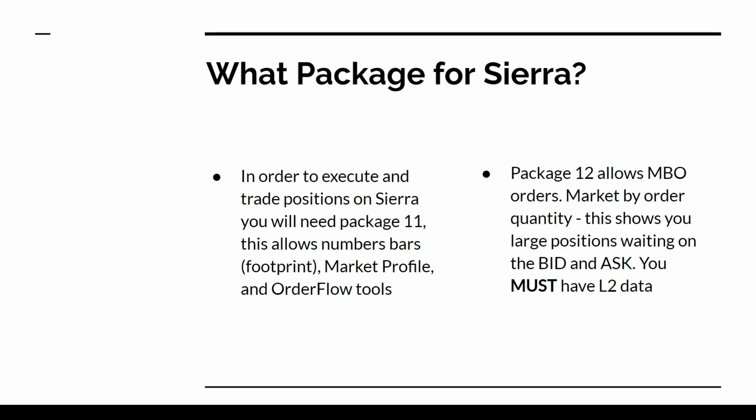There's really no difference between package 11 and package 12 apart from the MBO orders that you can see on the DOM. If you watch the streams and you've seen any of the order flow content we've put out in the past, you'll see large orders showing up on the DOM. Essentially, that is market by order quantity. It shows you large orders that are waiting in the queue. You can then set the threshold there to show an amount that you feel for your trading is going to make a difference. Typically on ES, I have this set to show a minimum of 50 for large orders that are waiting on the bid and ask.